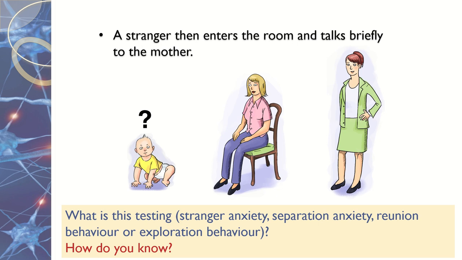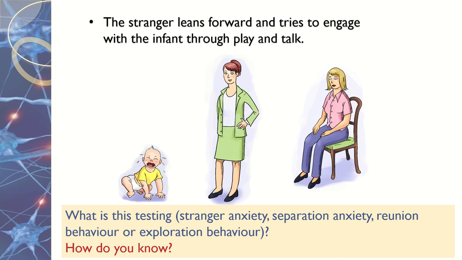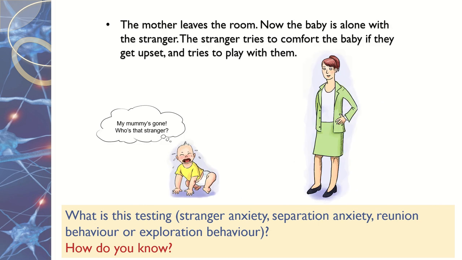Then a stranger enters the room and talks to the mother briefly, just has a brief chat with them, so that the child knows that the stranger isn't threatening in any way, but it's clear that they're a stranger rather than someone who's familiar to them. So what is this testing? You're obviously testing here your stranger anxiety because they don't know the stranger, so how they deal with that. What happens then is that the stranger leans forward and tries to play with the infant and have a conversation with them to see how again they deal with that stranger anxiety.